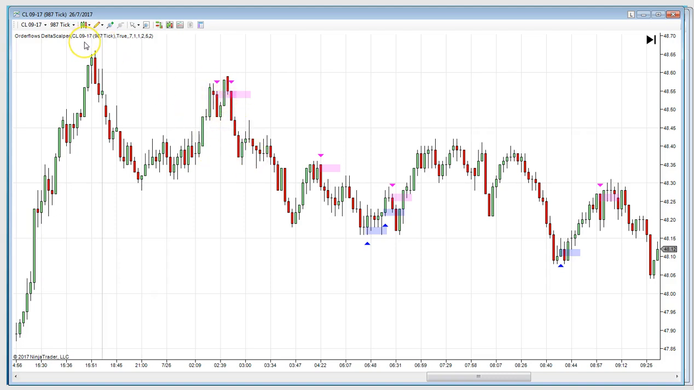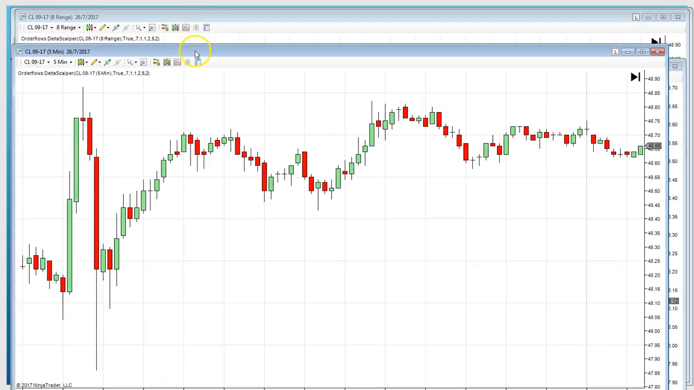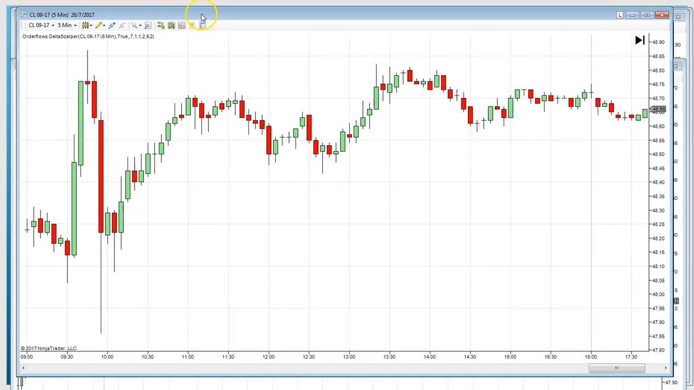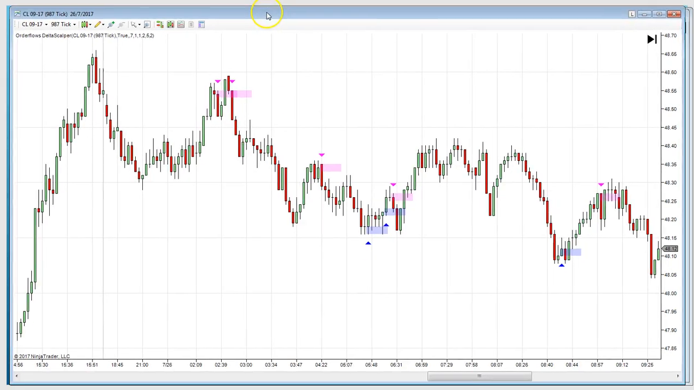So, 987 tick chart. I've showed you so far an 8-range chart, a minute-based chart, a 5-minute chart, and I'm now showing you a tick chart with the Delta Scalper. Same settings. Look at this: 7, 1, 1, 1, 2, 5, 2. They're all the same. So I'm not optimizing it. It's the same settings, whether you're looking at a minute-based, a tick chart, or a range-based chart.